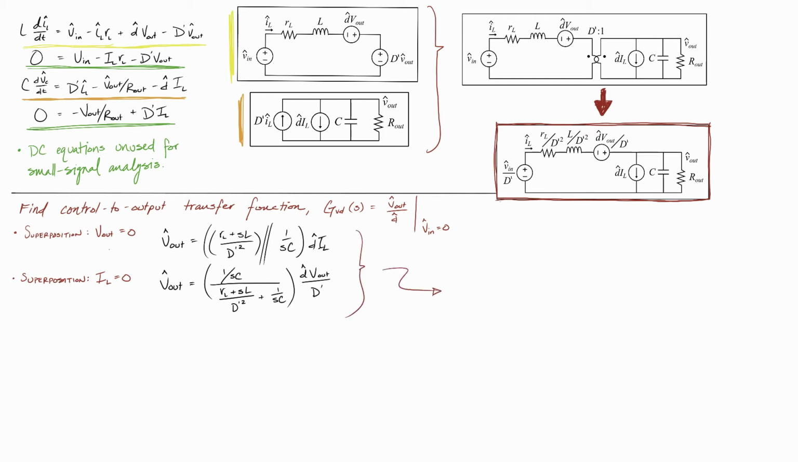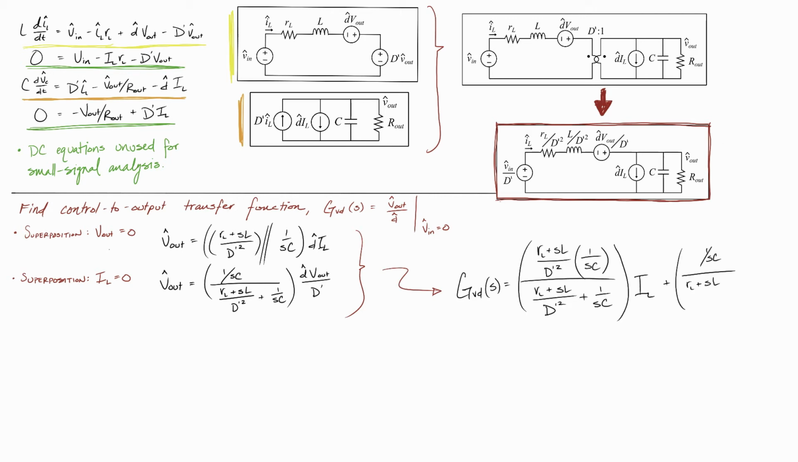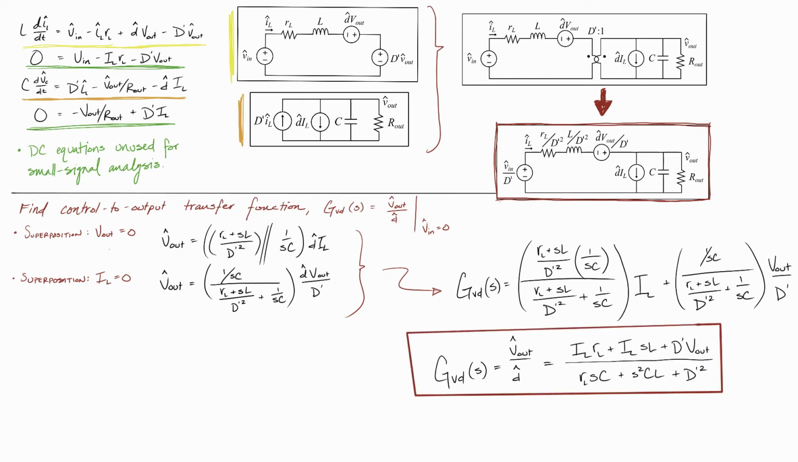We can combine the two of those. Superposition allows us to add those two effects together to get GVDS, and then what I've done here is just simplify the circuit so that finally you get GVDS is equal to V out hat over D hat equals this expression here.